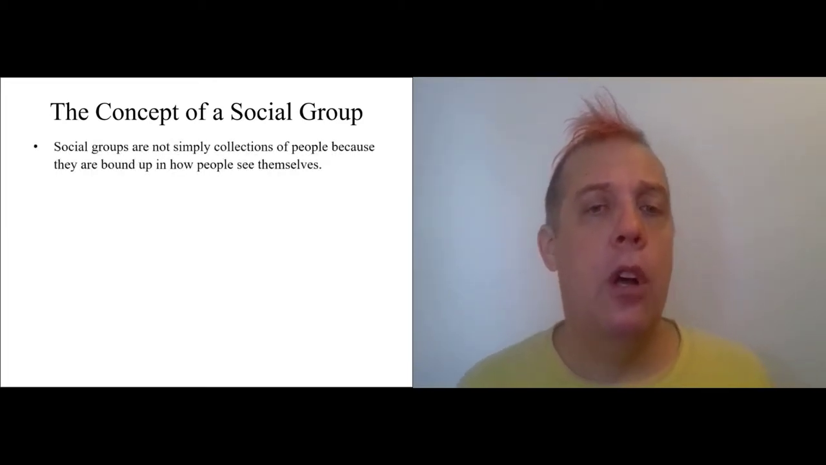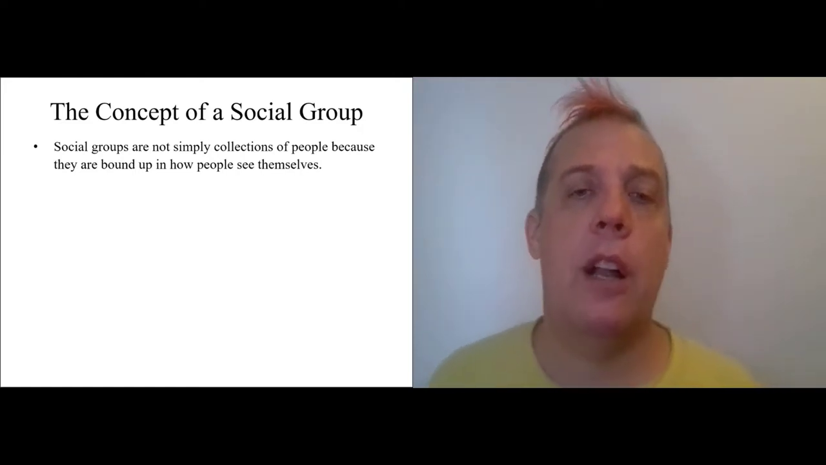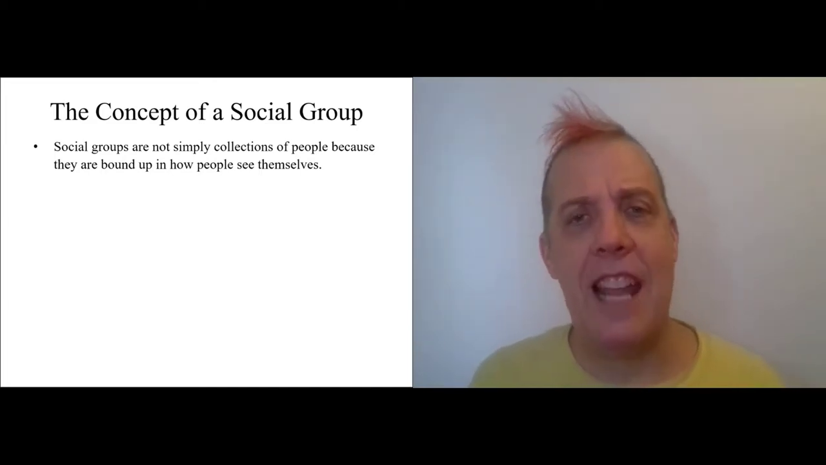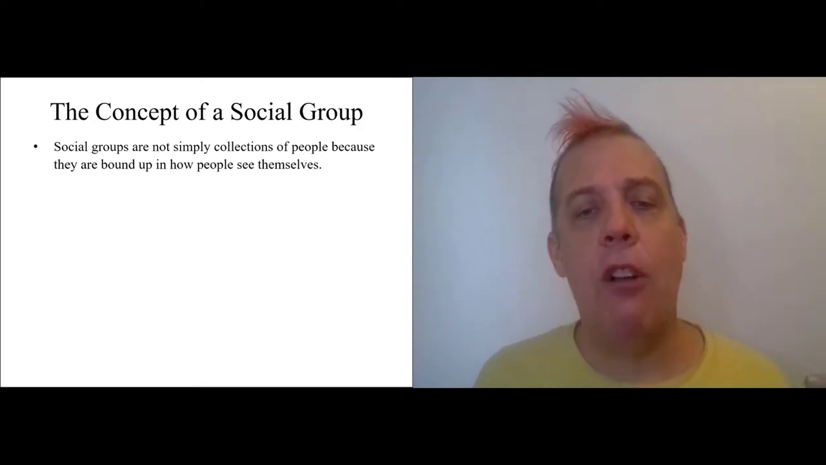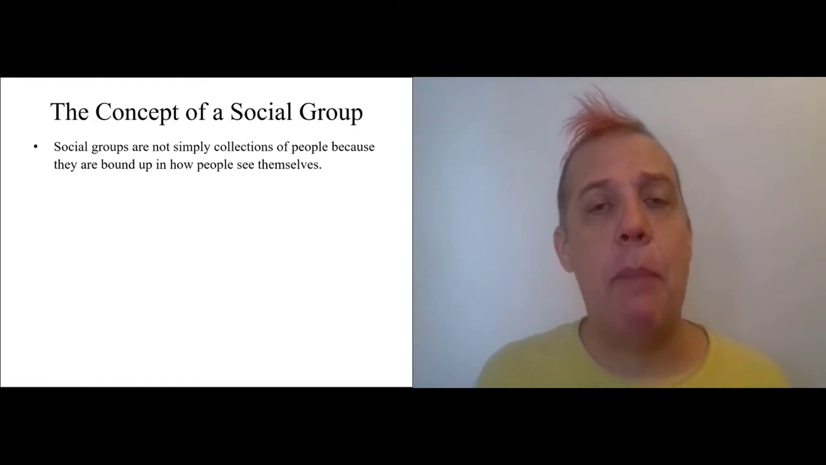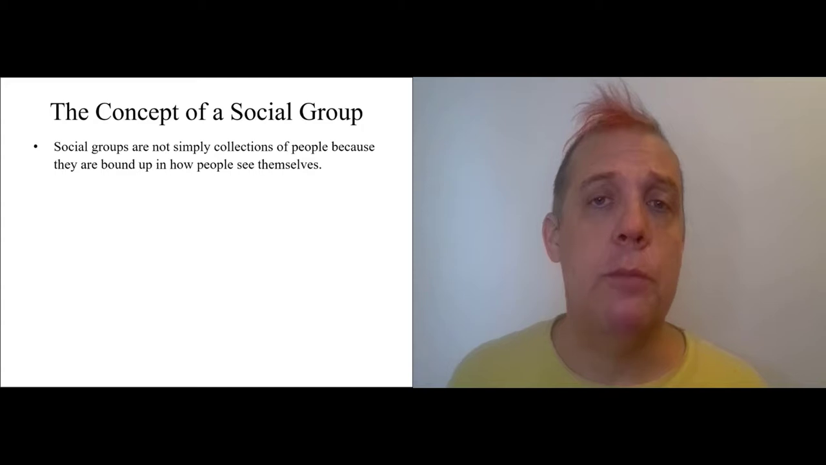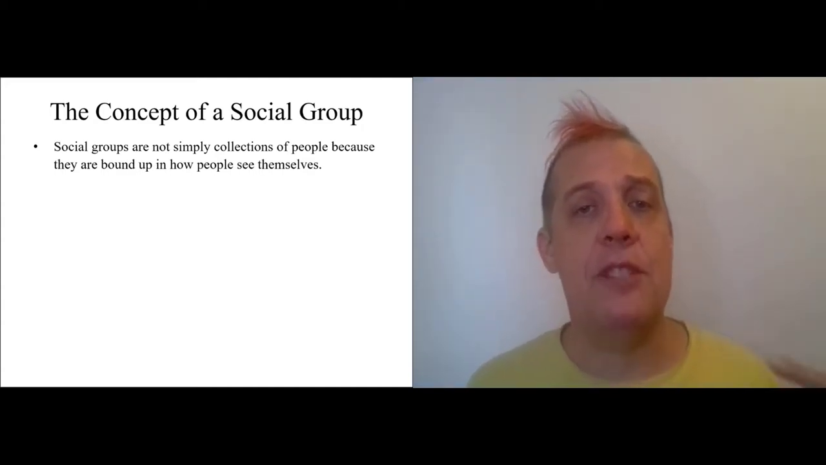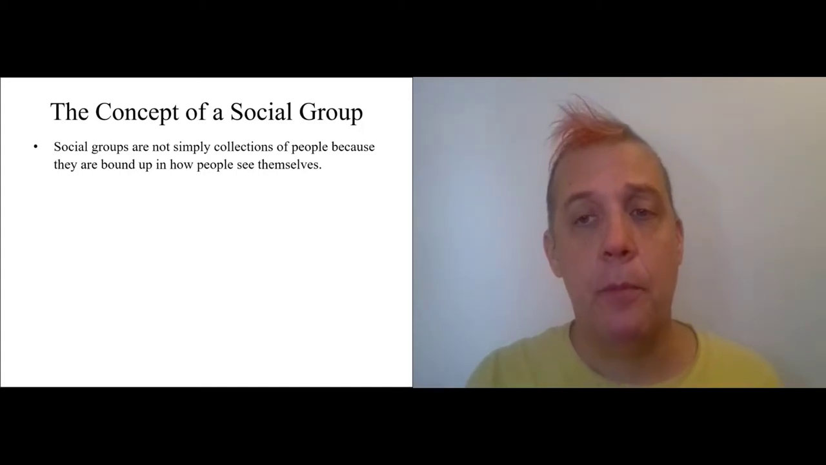To start with, we are not going to talk about any arbitrary collection of people, right? I mean, you can identify a group of left-handed dentists, right? But left-handed dentists aren't going to form a social group, because that's not bound up in people's self-understanding. The first thing we need to understand is that social groups are identity groups. When people think of themselves, they think of themselves as belonging to this group.